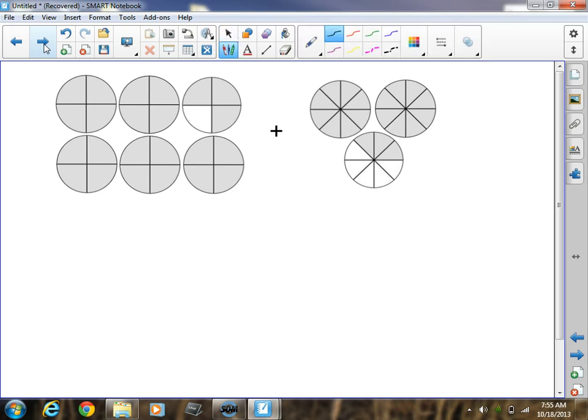First of all, let's name these fractions. So I have 1, 2, 3, 4, 5 wholes, and then 3 fourths. And over here I have 1, 2 wholes, and I have 3 eighths. Okay, so I have 5 and 3 fourths plus 2 and 3 eighths. So I'm going to add my whole numbers first. So 5 plus 2 is 7. I have 7 wholes. Now I'm going to add my fractions.